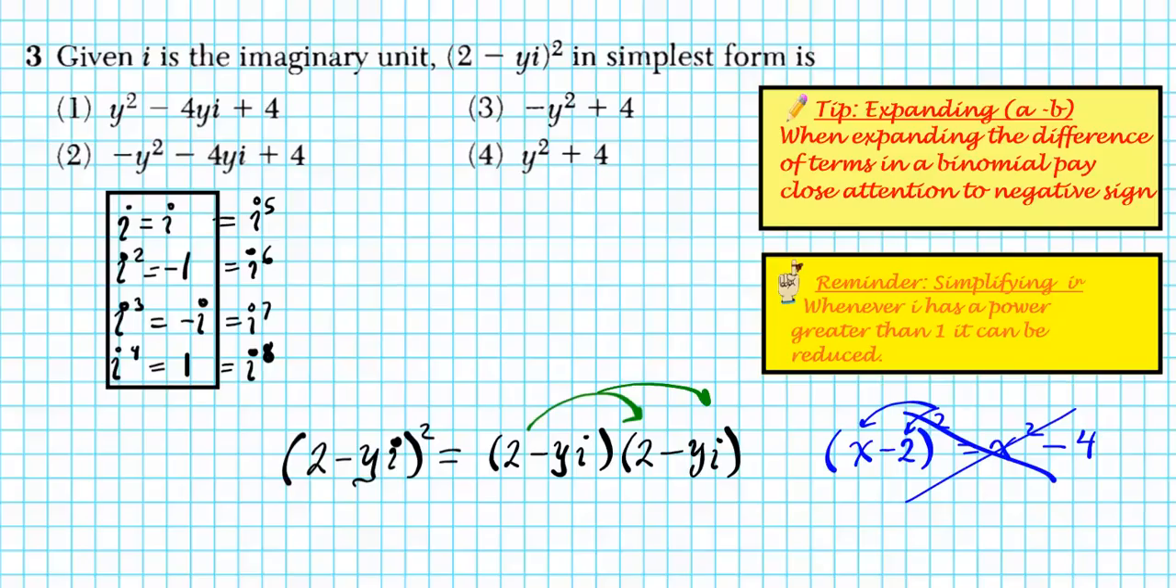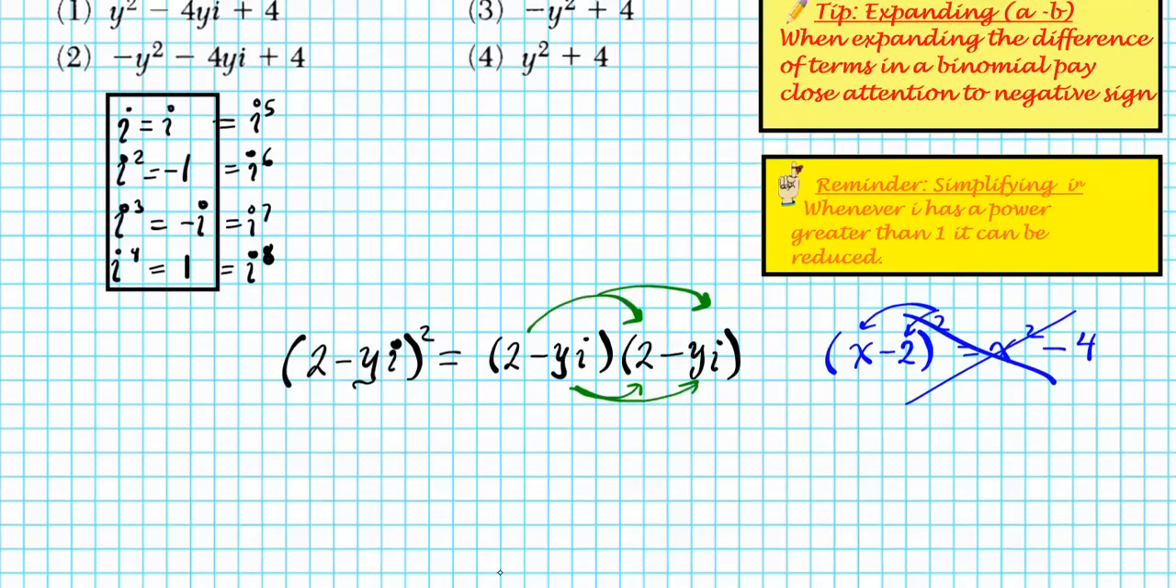First, outer, inner, last. Your formula for expansion of binomials. Okay, let's multiply this out. 2 times 2 is 4. 2 times negative yi is negative 2yi. Negative yi times 2 is negative 2yi. Minus times minus, be careful there, which makes this a plus. And then we have y times y squared, i times i to the second power. So when you're multiplying y and i, you just do the variables and then the letters afterward.